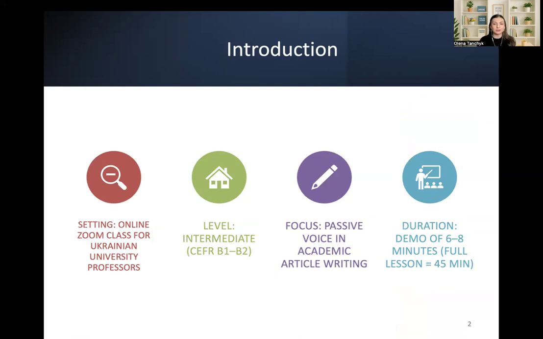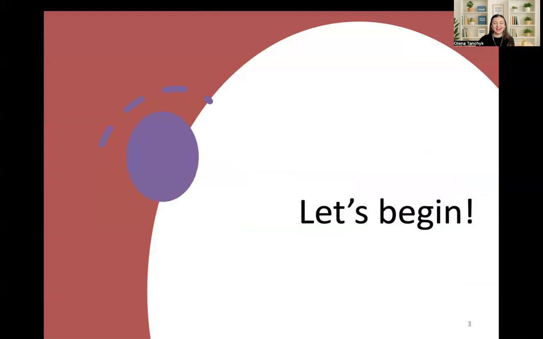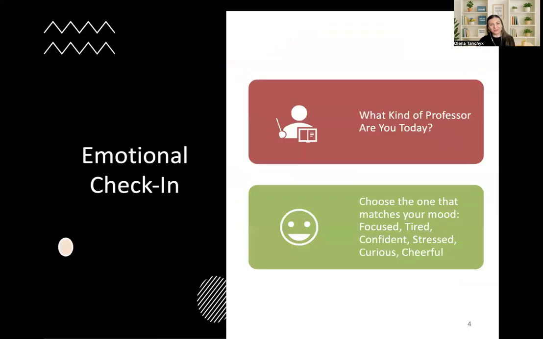And these participants are researchers preparing manuscripts for publication in English language journals, and they are working on refining their academic writing skills, especially grammar structures commonly used in articles, methods, and results sections. So while the full lesson runs for 45 minutes, today I will be demonstrating a short, like 8-10 minute portion focusing on guided discovery and brief practice. So let's begin.